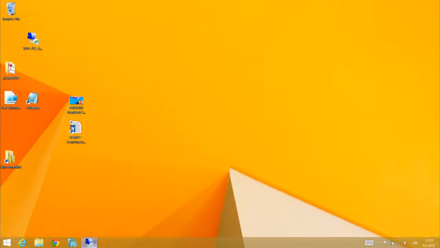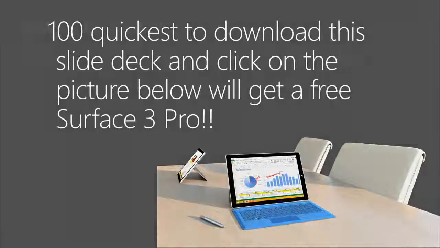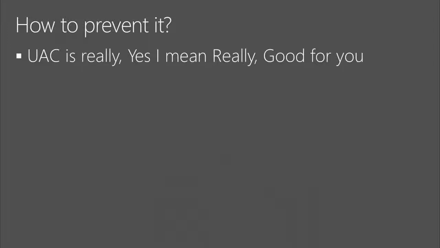All right, so now we have to continue, and we'll go for some slides in between. We know this already: how do we prevent it? UAC is really, and I mean really, good for you. It honestly blocks so much stuff without asking if you want to do it or not. It's not as stupid as people seem to think. So you do want to have UAC on, and that would have blocked the attack we just did totally.